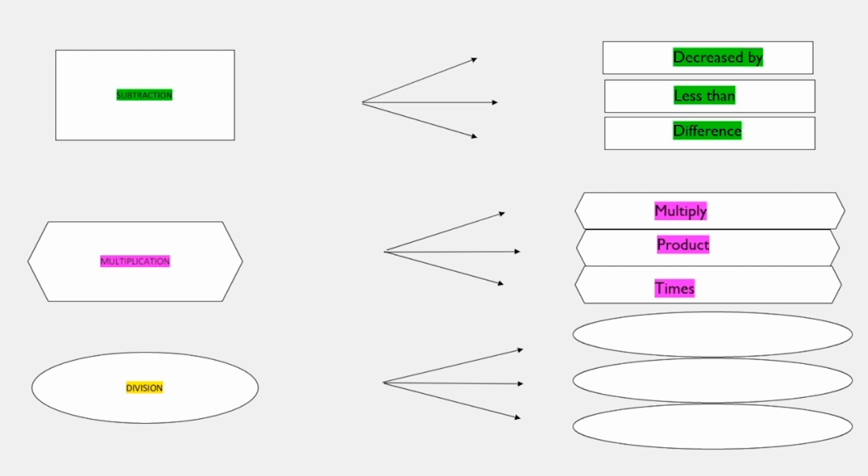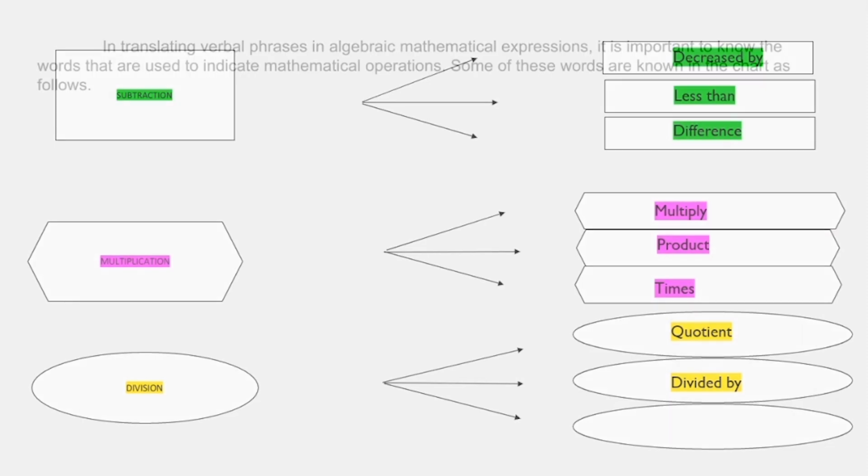How about division? You may type your answer in the comment section. There's no wrong answer for this. Of course, quotient and divided by. Since we're done with our pre-activity, we are going to proceed to our proper discussion.